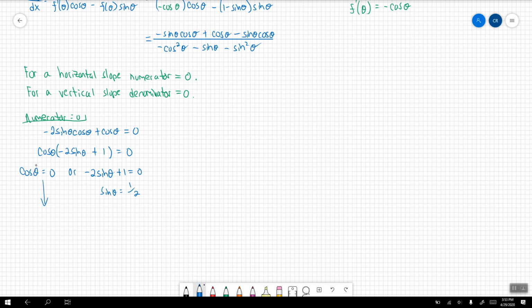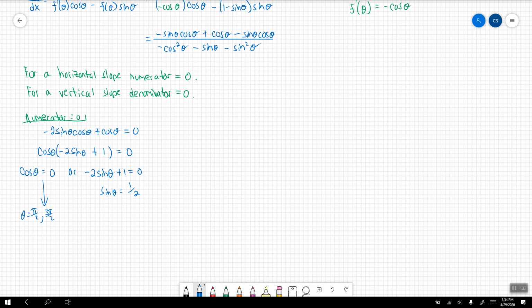Cosine of theta. So what angle measurements give us a cosine of that angle to be 0? All right, so I can think of two different values. We get that theta is either pi halves or 3 pi halves. All right, think about cosine of 90 degrees. Cosine of 90 degrees is 0. Cosine at 3 pi halves should also be 0 as well. All right, looking pretty good so far.